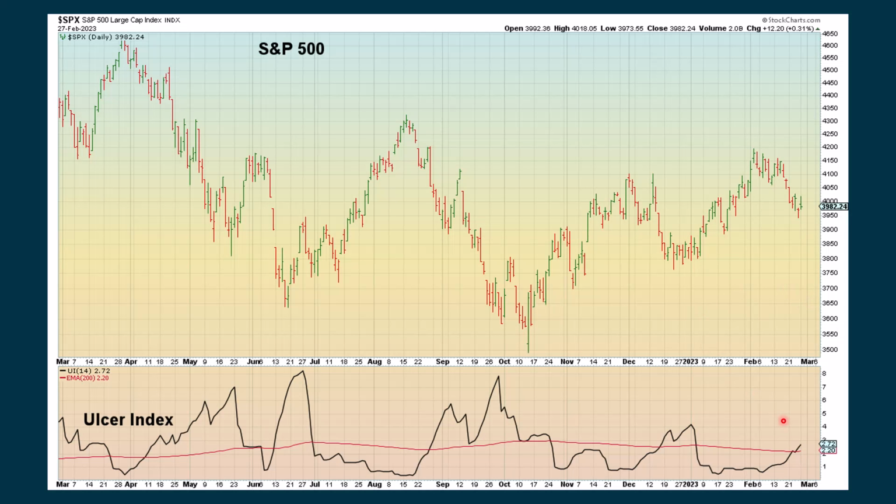Here's the Ulcer Index showing how fear is still continuing to go back up. We're above the moving average and it is increasing. We use this more in conjunction with the VIX. When this is going up, that means there's more fear. The VIX is often going up at the same time, although it's not happening right now. The VIX was down on an up day. So we kind of look at these together to get a feel for what's happening as far as sentiment.